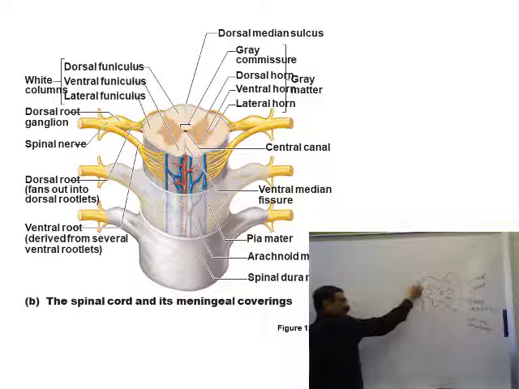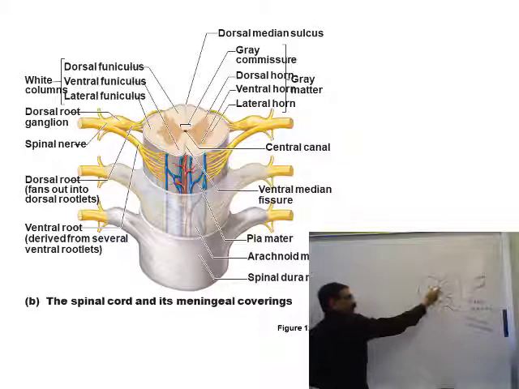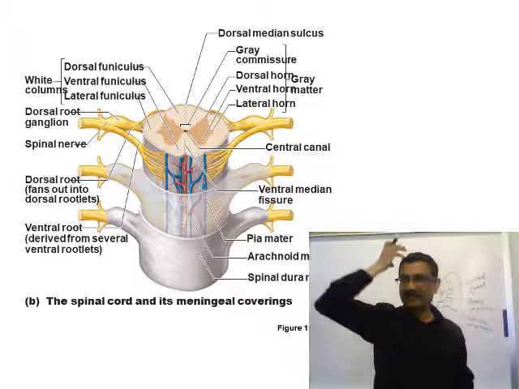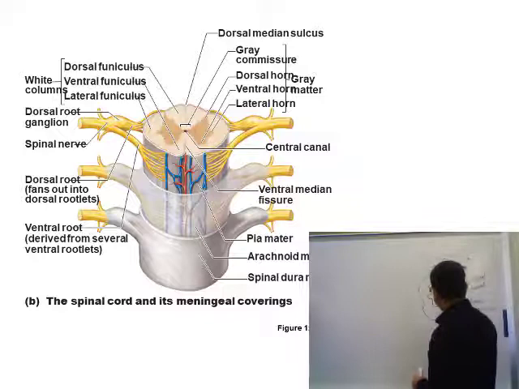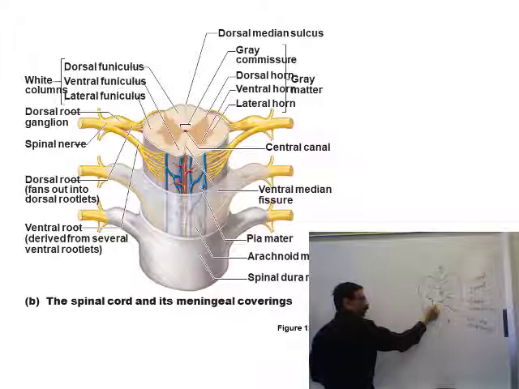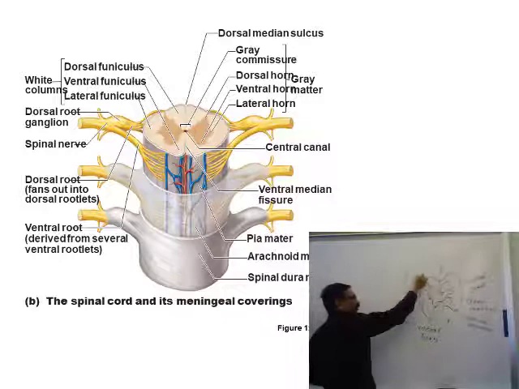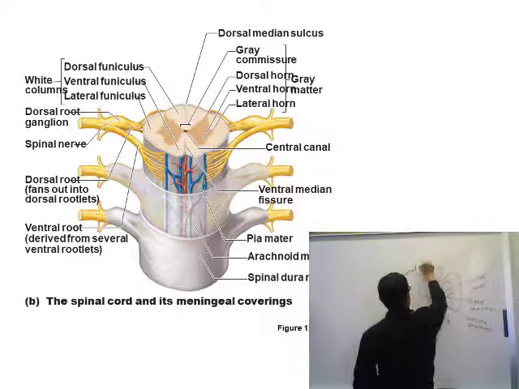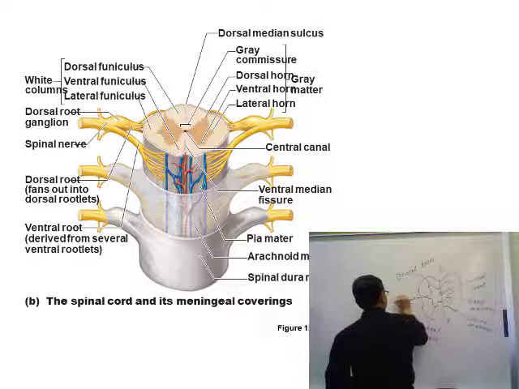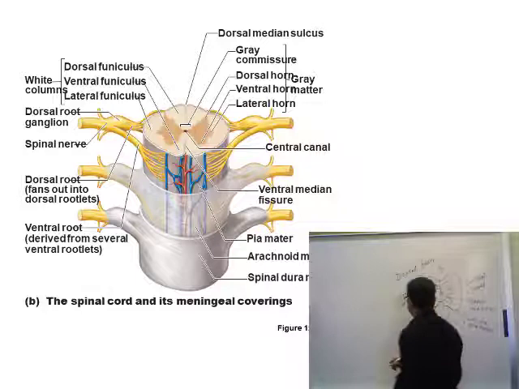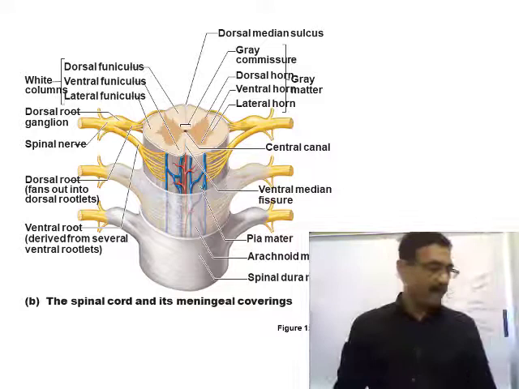Now, in each half of the spinal cord, in the gray matter, you have three horn-like structures. You know horn, right? Horns. So, three horns. This is the front, this is the back of the body. So, this horn is called the ventral horn, because front. This horn is called the dorsal horn, and this one the lateral horn. So in each half of gray matter, how many horns you have? Three. Ventral, dorsal, lateral.